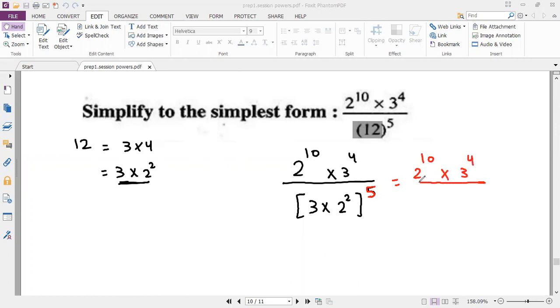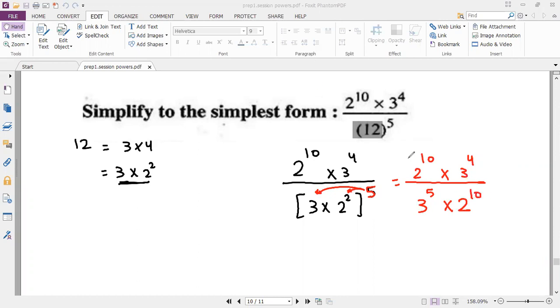And what am I going to write in the denominator? This power is distributed on all numbers here. So it's 3 to the power of 5 multiplied by, pay attention, 2 to the power of 2, all raised to the power of 5. So it's 2, write the base as it is and multiply powers. 2 times 5 equals 10.